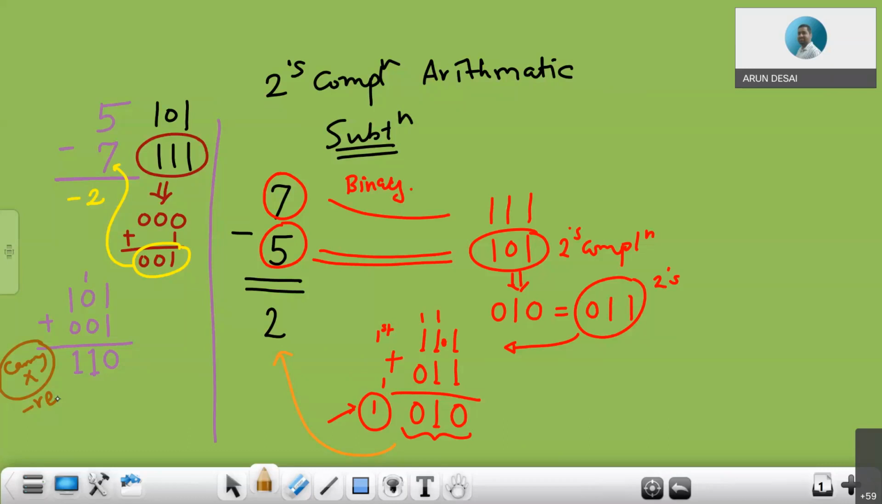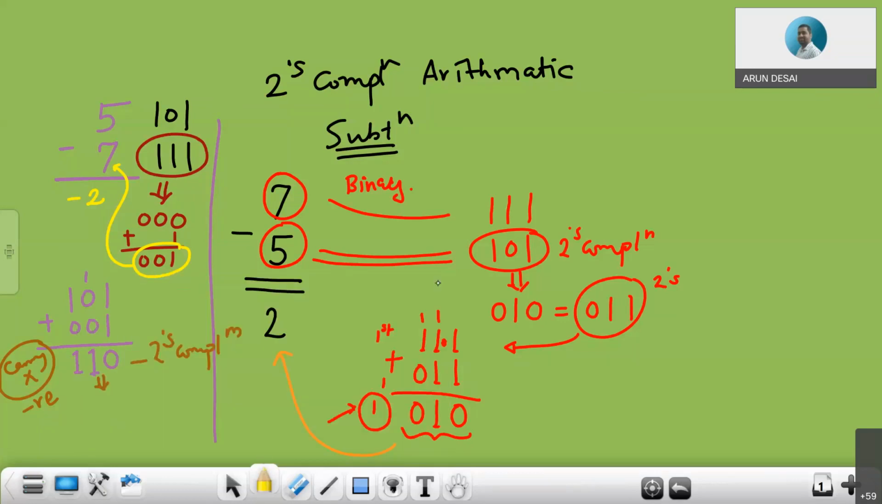Result is in 2's complement form, right? So if the result is in 2's complement form, then to find the correct binary form, we need to convert that result by using the 2's complement method. So we need to find out 2's complement of that result, right?